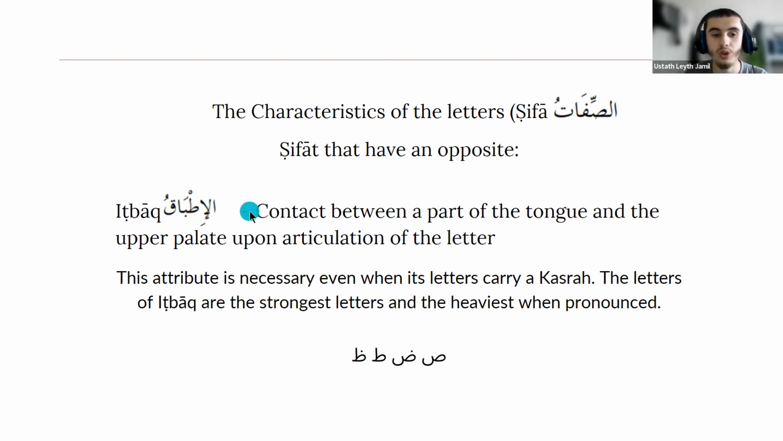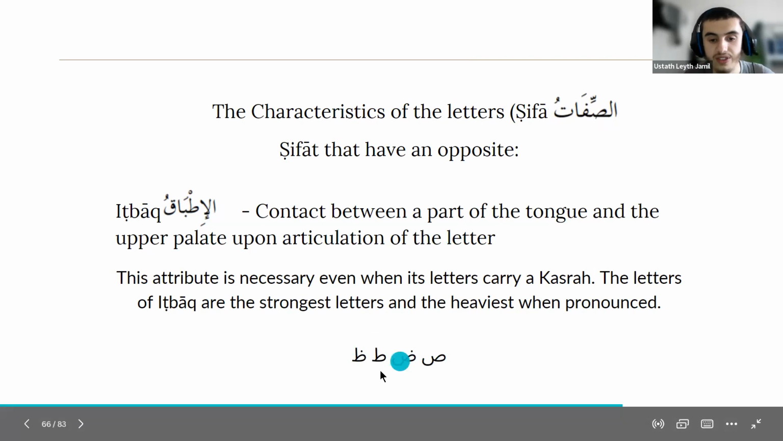So a lot of it is just repetition here. Itbaq is contact between a part of the tongue and the upper palate upon articulation of the letter. This attribute is necessary even when its letters carry a kasra. The letters of Itbaq are the strongest letters and the heaviest when pronounced: Sad, Dad, Ta, and Dha. What you need to know is that these 4 letters are the heaviest letters, okay?